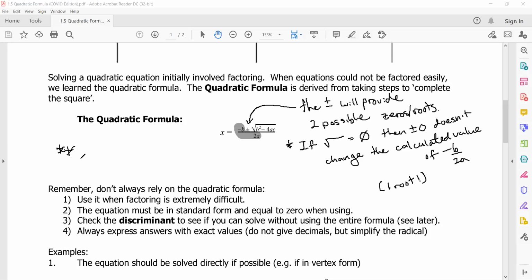Put another star here, double star. If the square root happens to have a negative number underneath, then what? Yeah, we can't solve it. You can't square root a negative number. So we know that it's impossible to solve. In other words, no answer exists.